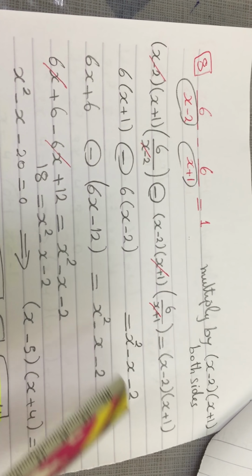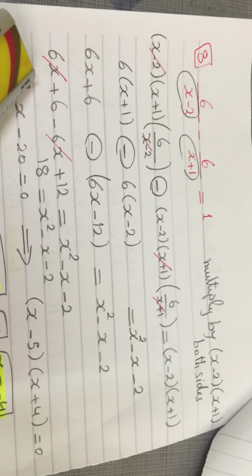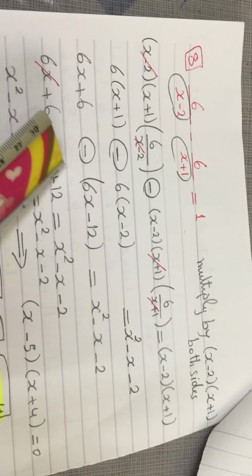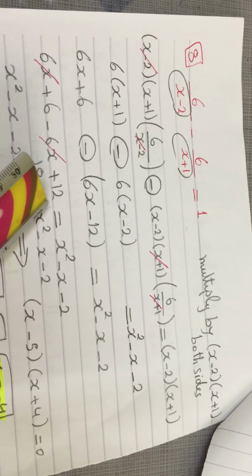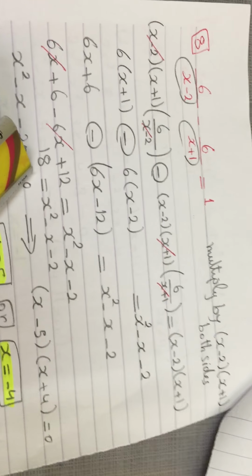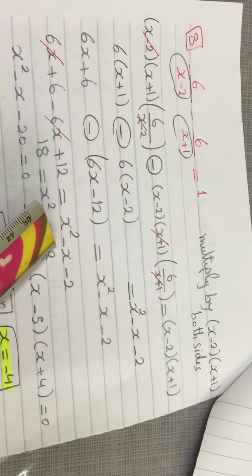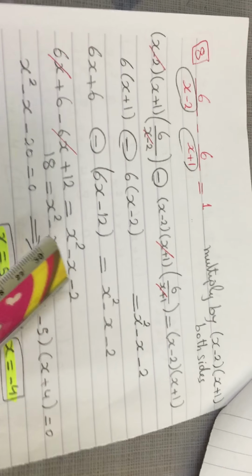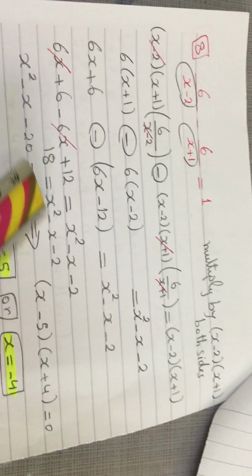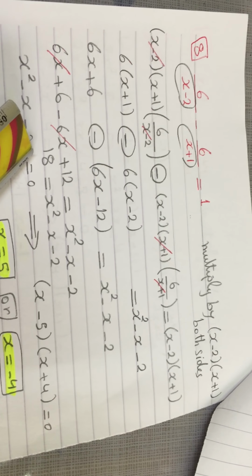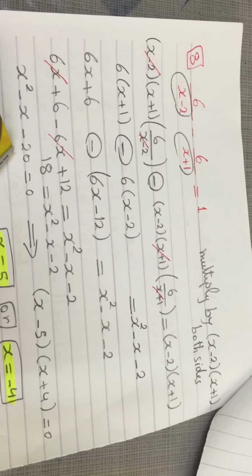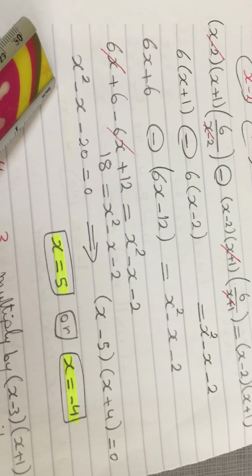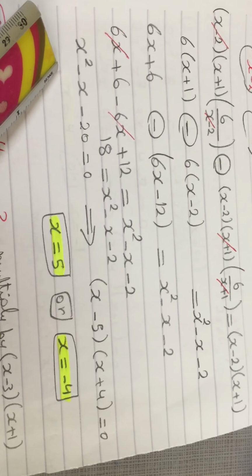Now we have here 6 positive x and 6 negative x, cancel them with each other. We have 12 and 6 equal 18. On the right side we have x squared minus x minus 2. Let's collect all the terms of the quadratic equation aside and make it equal 0. Now start to factorize this quadratic equation.